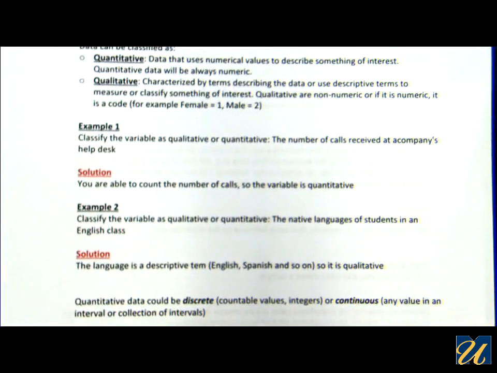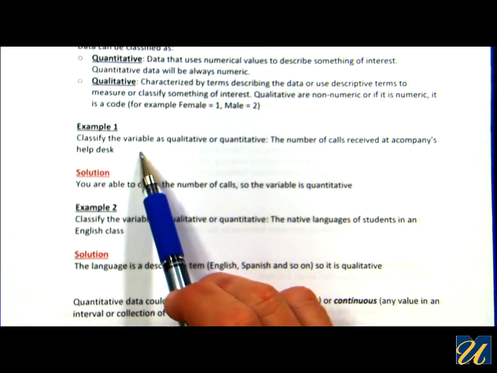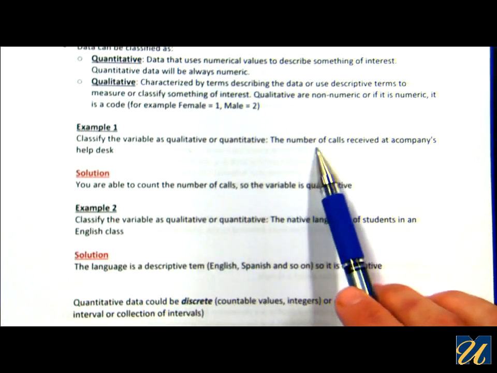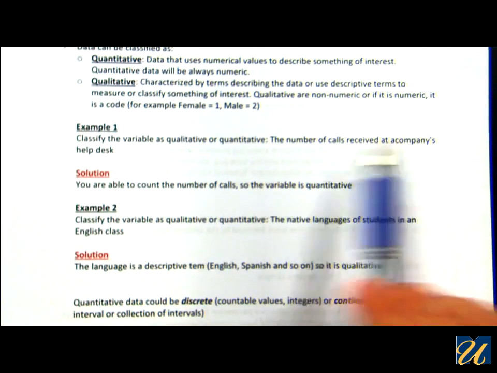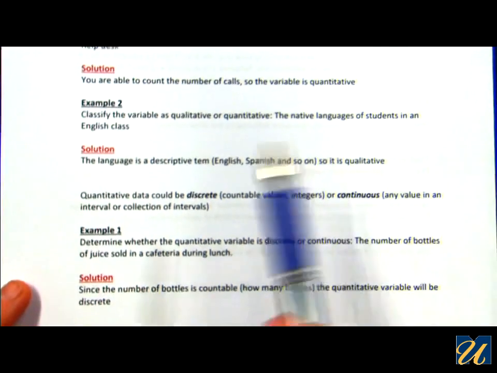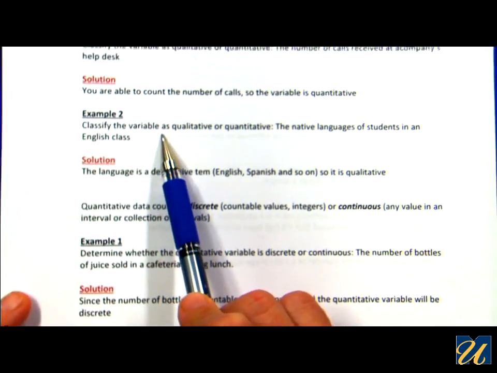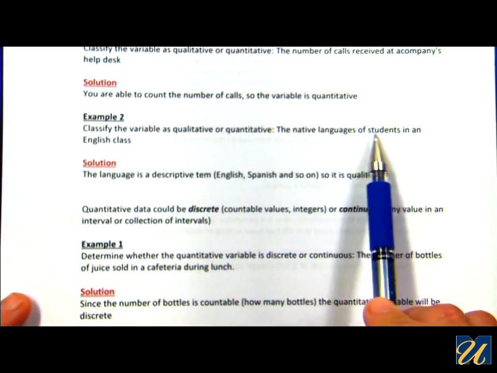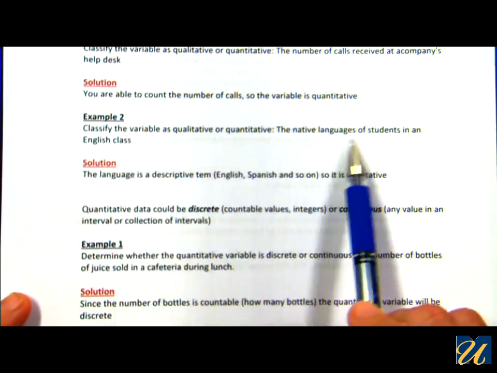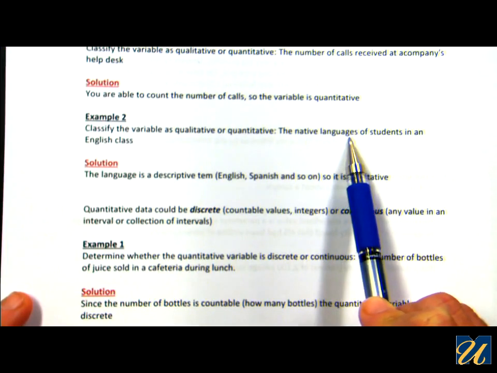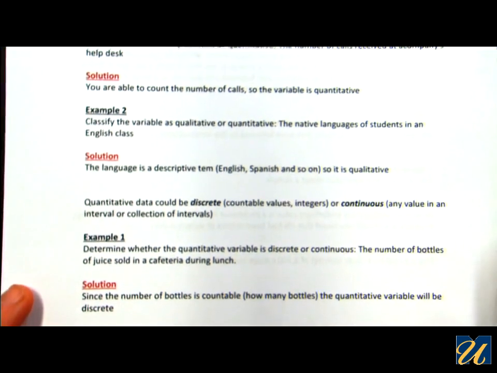Let's look at the examples. Classify the variable as qualitative or quantitative. The number of calls received at a company's help desk. Number of calls. This is quantitative. Classify the variable as qualitative or quantitative. The native language of students in an English class. The native language is non-numeric, and it's going to be qualitative. It's a descriptive term.